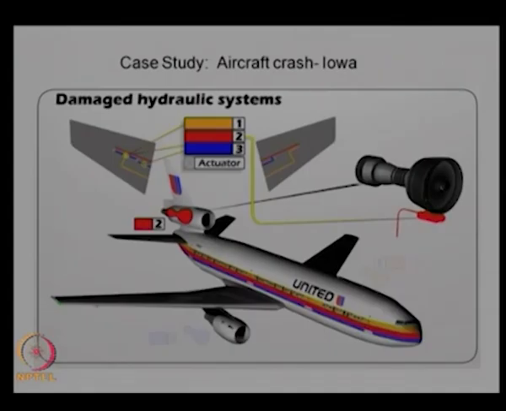As you can see in this picture, the hydraulic system failed and there was a single point where the hydraulic lines converged, and it was at this convergence point where the fan disc hit the tail end, and that damaged the hydraulic system to the control planes, and the flight lost its control and finally crashed.